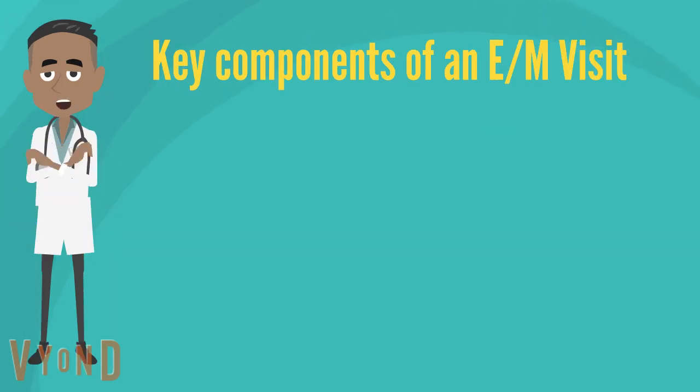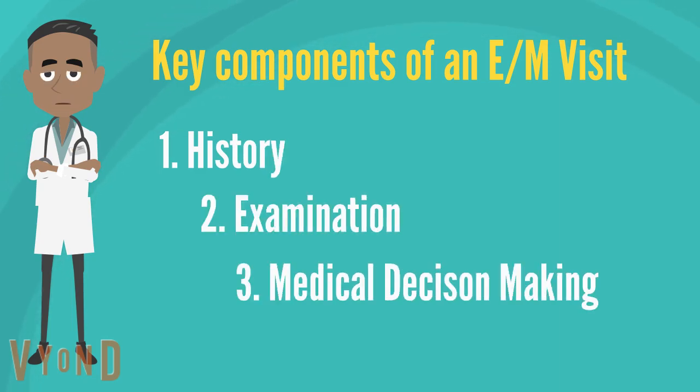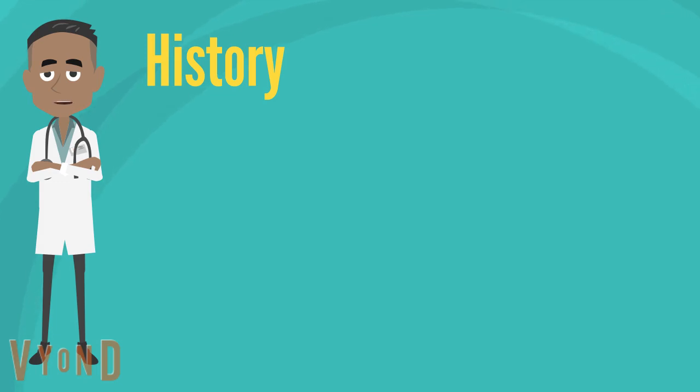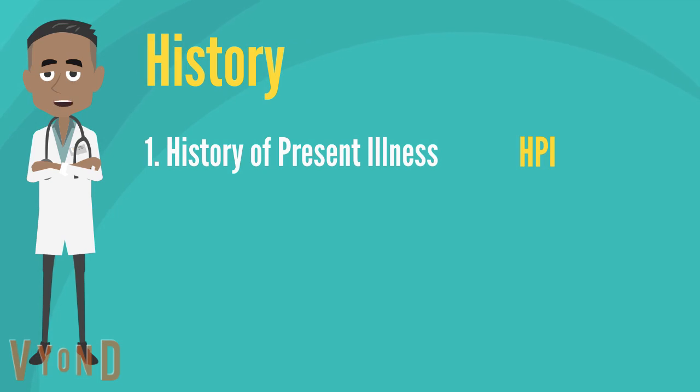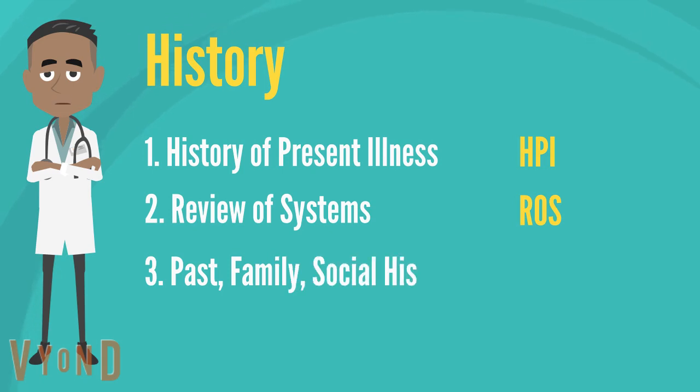There are three main key components of an E&M visit: history, examination, and medical decision-making. History is comprised of three portions. First, history of present illness, or HPI. Second, review of systems, or ROS. Third, past, family, and social histories, or PFSH.